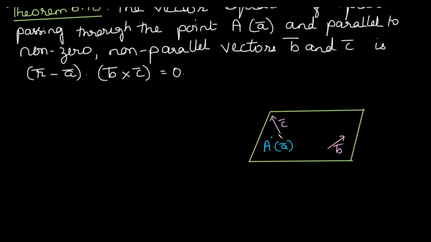Now look at this figure over here. In the figure, this is the required plane. A is a point in the plane having position vector A bar and these vectors, that is B bar and C bar, are parallel to the plane. So in the proof, we have B bar and C bar which are parallel to the plane.